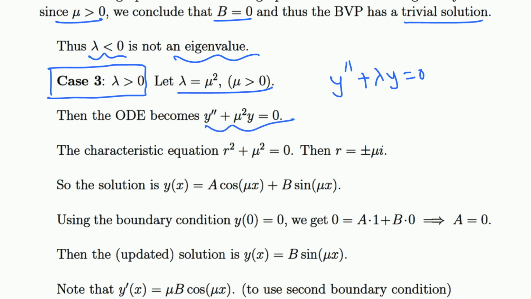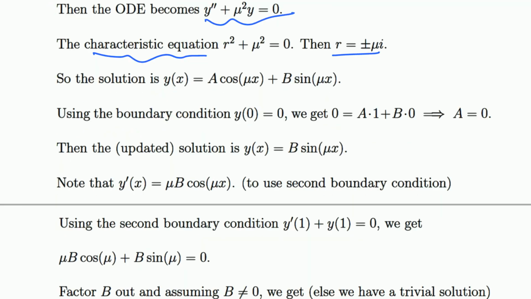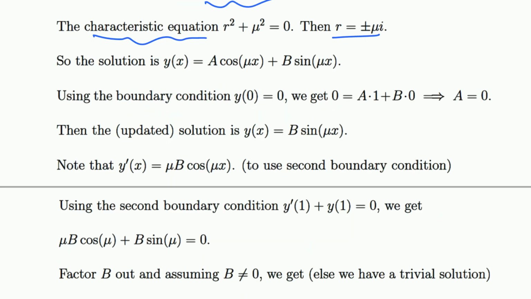Now let's solve this. We find the characteristic equation as earlier, so r squared plus mu squared equals 0. Move this over, it becomes negative, then we get r equals plus or minus mu i, because negative mu squared. Now based on this, we get cosine mu x and sine mu x as solutions. So the general solution is y equals a cosine mu x plus b sine mu x.